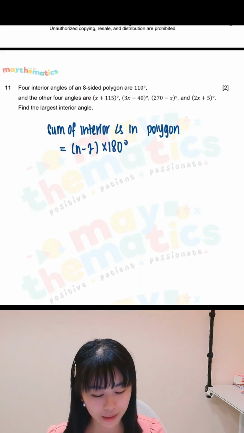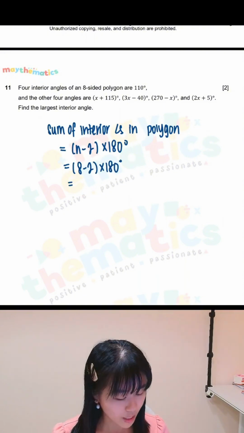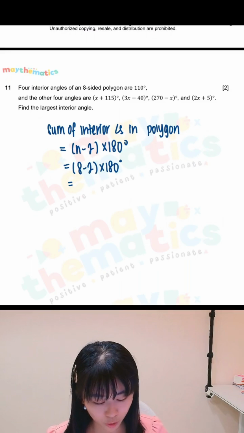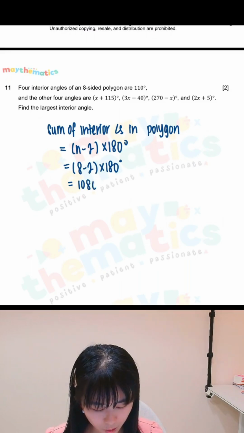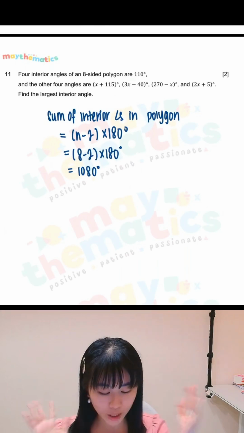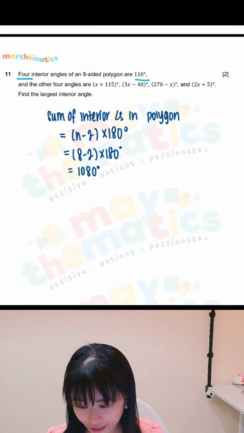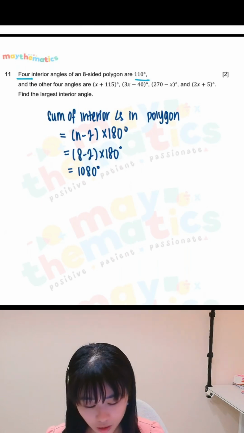So you sub in 8. 8 minus 2 times 180. So 6 times 180, you'll get 1080. So your total angles is 1080, out of which 4 of them are 110.